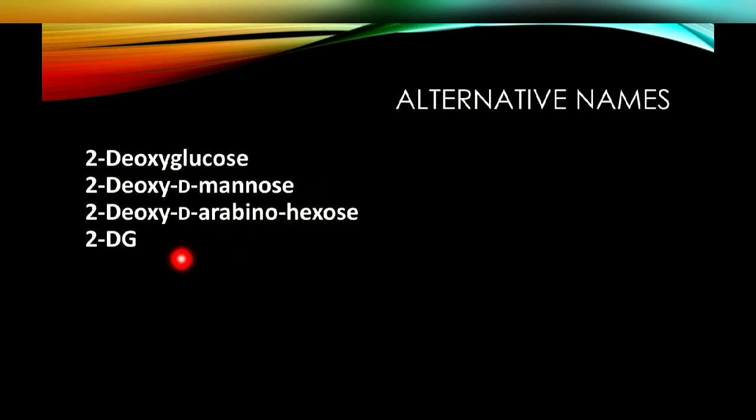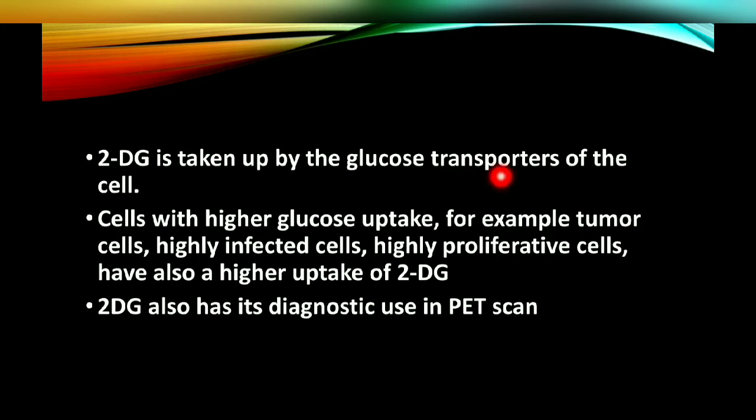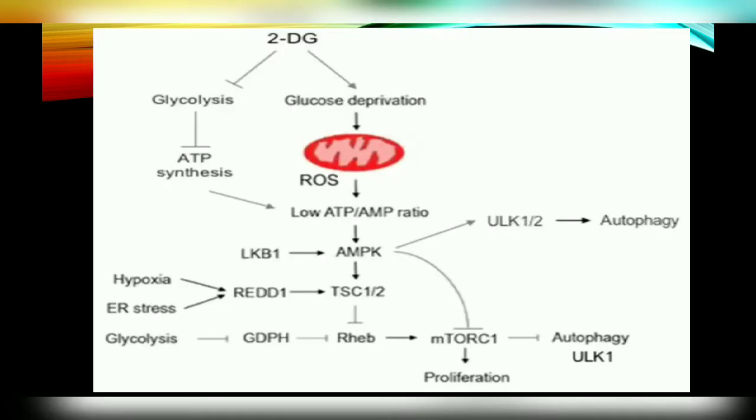The alternative names of 2-deoxy-glucose are 2-deoxy-mannose, deoxyarabinose hexose and 2-DG. So I told you this is taken up by the cells by the glucose transporters. Normally this is happening. In highly infected cells and highly proliferative cancer cells, there is also increased uptake of 2-DG. Let's see the mechanism here. 2-DG is going to inhibit your glycolysis. It's going to deplete your ATP synthesis. So there will be a low ATP-AMP ratio. So low ATP, more AMP will be there.